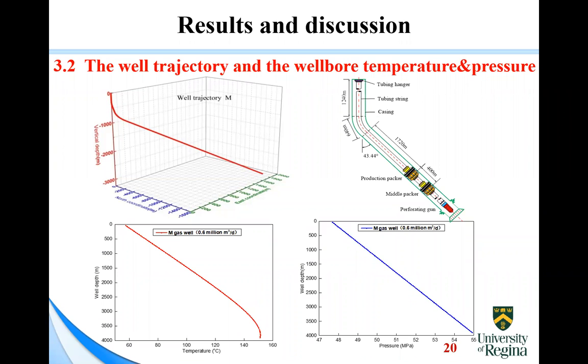This is the trajectory of the A3 directional well. We can see this is a typical directional well, and this is the schematic of the tube string. We can use the calculation of the temperature and the pressure. We can get the temperature and pressure expressed by this picture. We can see at different depths of the tube string, the pressure and the temperature are different, and both change linearly.